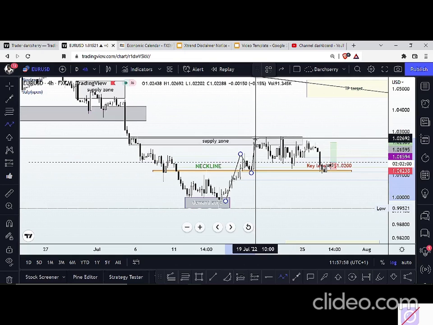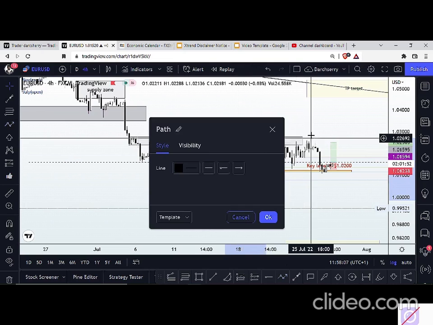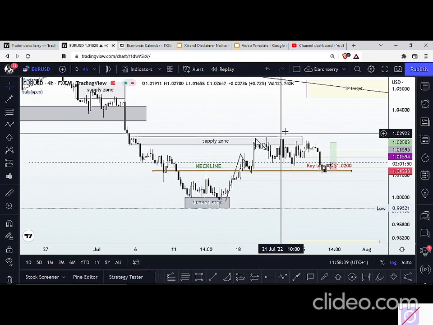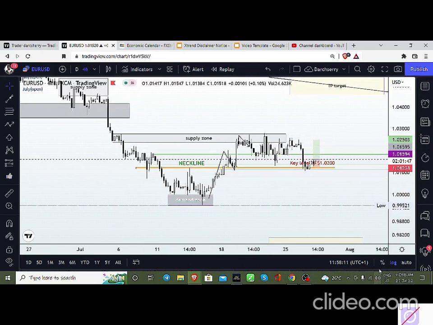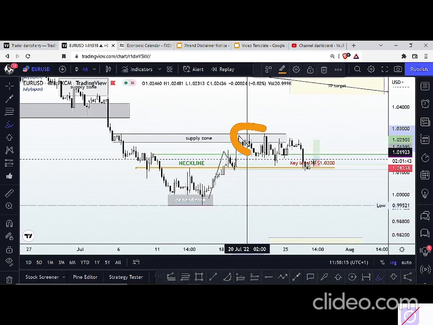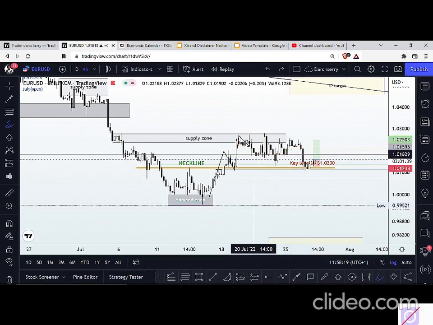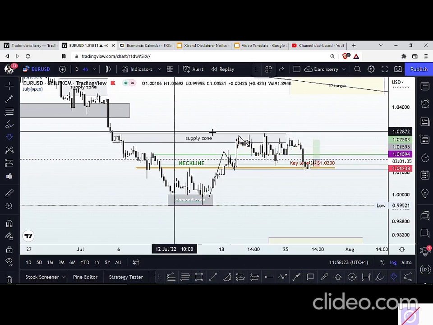we saw our price has been respecting the 1.02700 area. As you can see, anytime price comes into this level, we see multiple rejections by the sellers, making that area a very, very significant supply zone. So I was able to identify the supply zone here.